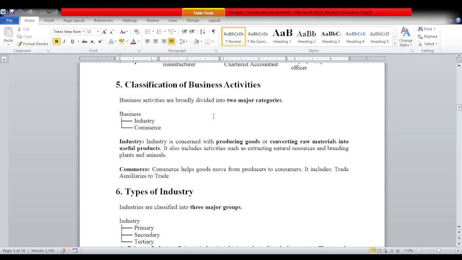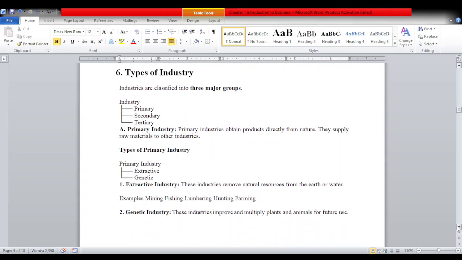Industry will definitely focus on manufacturing, but commerce is associated with the selling of goods by the producer to the consumer. Now we are moving to our next important element, that is types of industries. What are the types of industries that you usually understand? Industry may be of three types: primary, secondary, or tertiary.